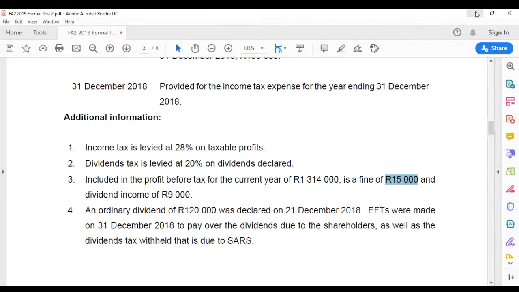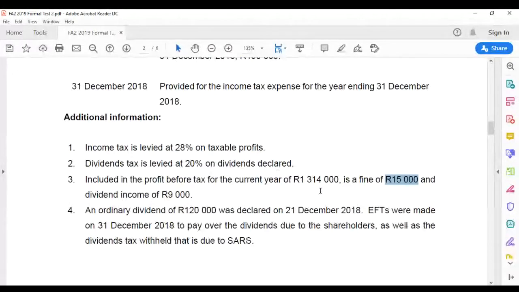Now, I want you to just type yes or no. Can we use a fine as a tax deduction? Yes or no? Can we use a fine, something that is supposed to punish us? Can we use it to our advantage? There we go. Lots of people, you are all correct. No, we cannot use it as a tax deduction. So therefore, when we do our tax calculation, we have to adjust it.